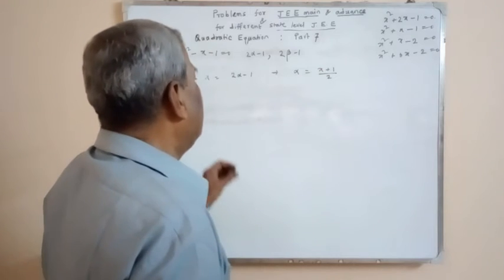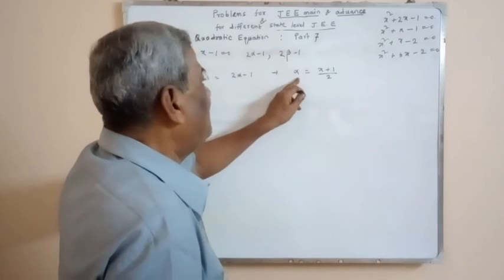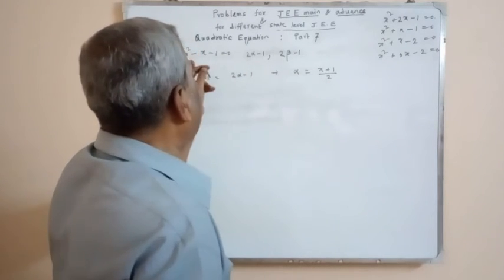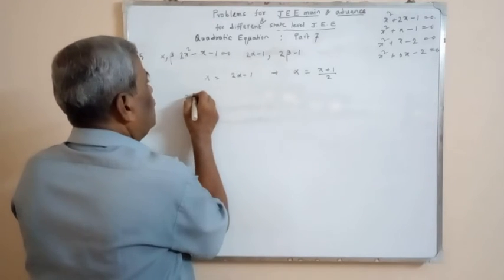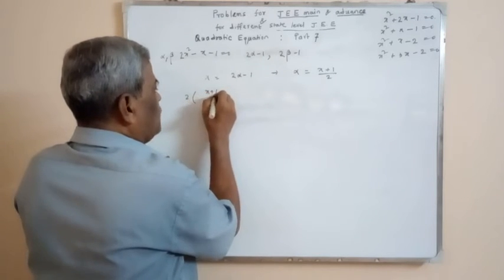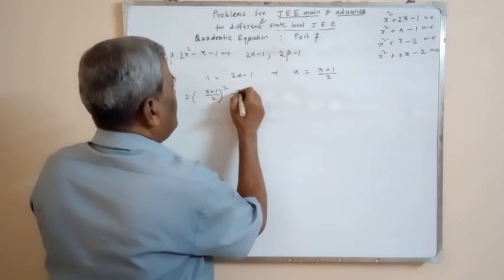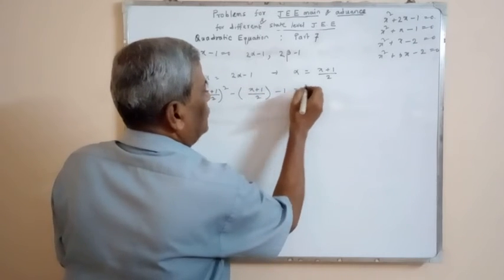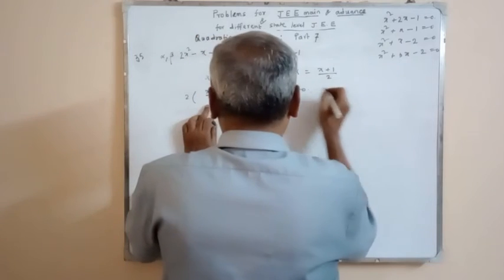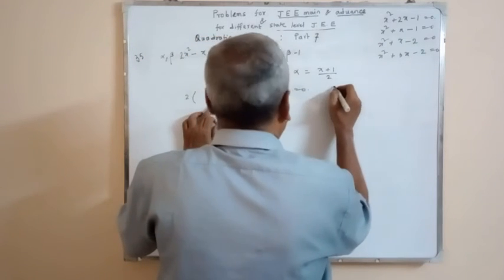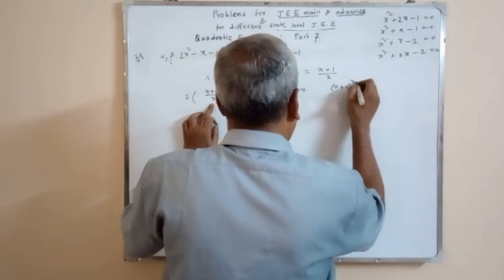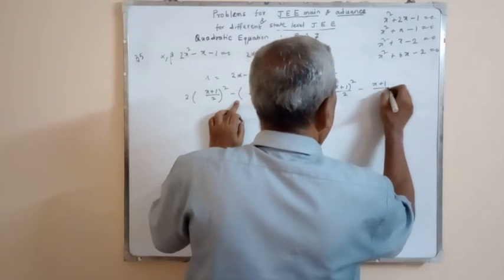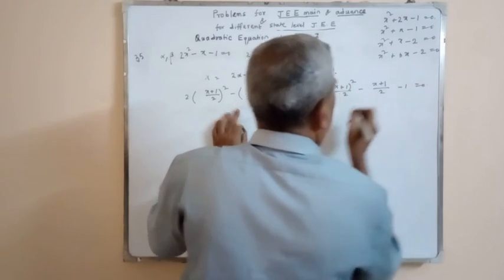And now we conclude that if alpha is a root of that, it is given. So alpha must satisfy it. So that we have 2 into alpha square, x plus 1 by 2 whole square minus alpha is once again minus 1 is equal to 0. That is, this is by 4, so x plus 1 whole square by 2 minus x plus 1 by 2 minus 1 is equal to 0.